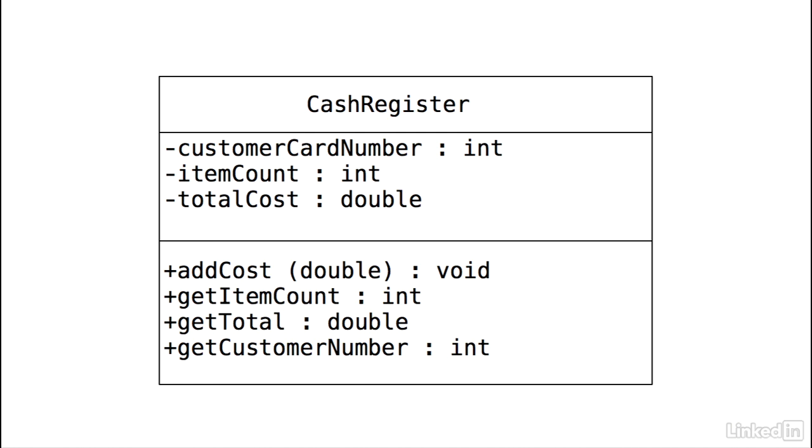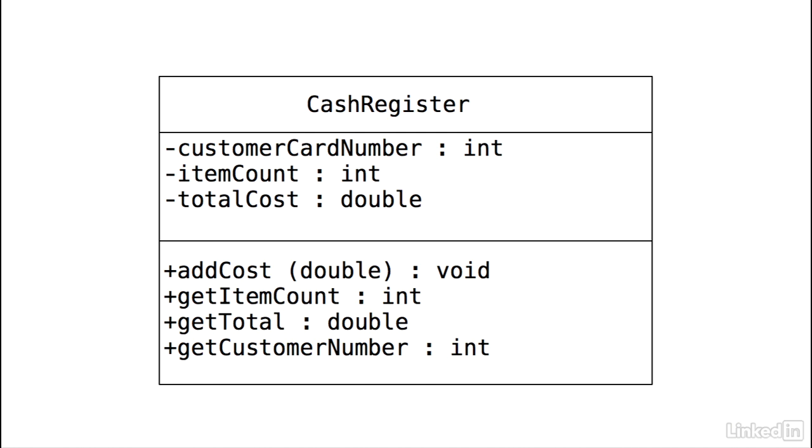For each of the variables, we indicate the data type. For example, customer card number and item count are both integer variables. The total cost is a double. The functions include a similar value, but this is the return value from a call to this function. If no value is returned, it is marked as void.